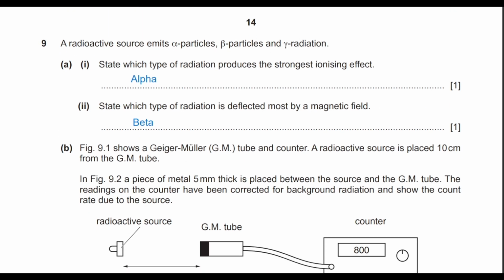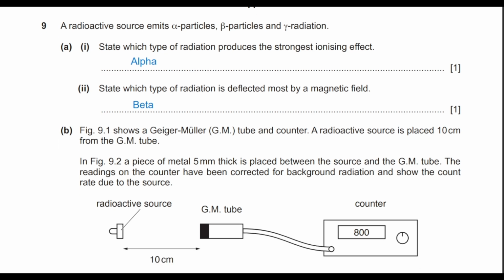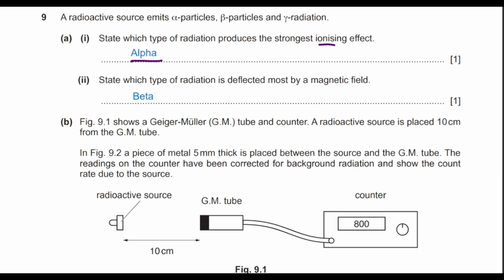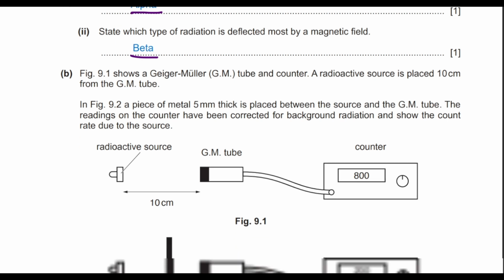All right, a secondary radioactive source emits alpha, beta, and gamma radiation. State the type of radiation that produces the strongest ionization. So alpha produces the strongest ionization. That's why if you're standing very close to it, the DNA damage is almost certain. State which type of radiation is deflected most. The beta is deflected most because it has less mass in comparison to alpha.